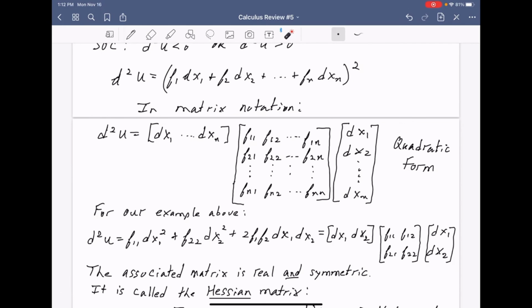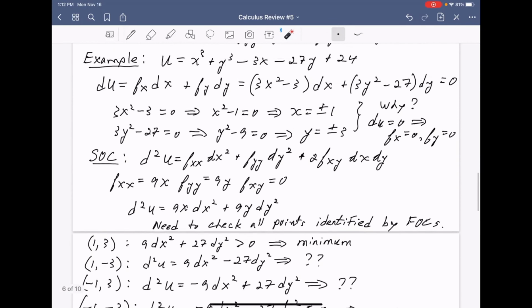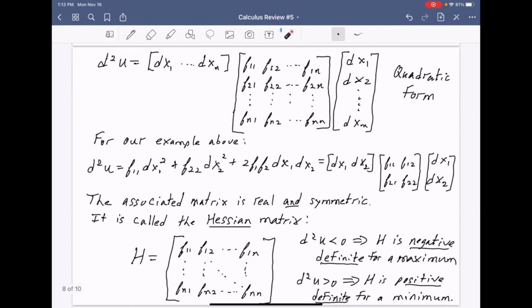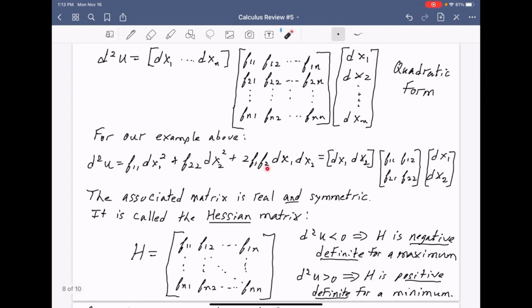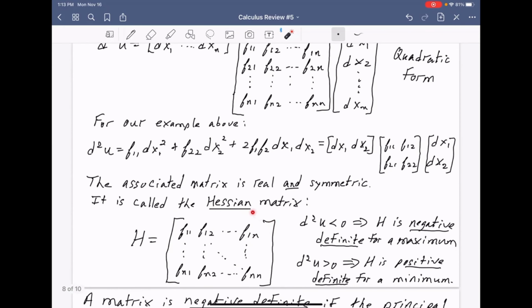So for our above example, the example we had up here, this one, we get this expression. Remember we're dealing now with basically an x1 and an x2. Then we have this expression here. The associated matrix is real and symmetric. So in other words, F12 is equal to F21. And this matrix here, which we've repeated here, is referred to as the Hessian matrix.